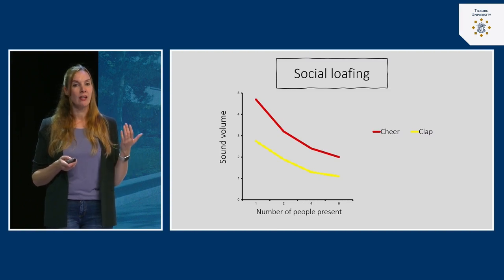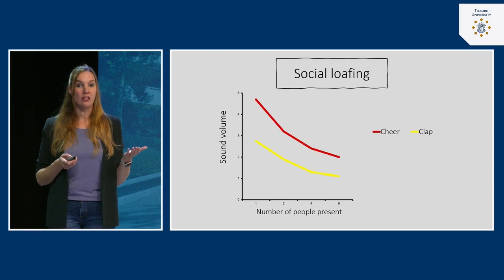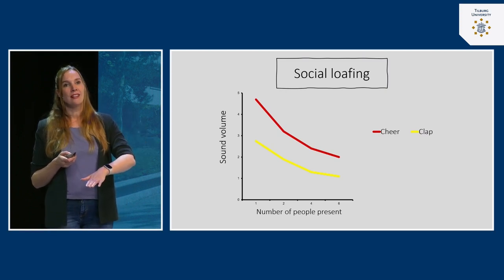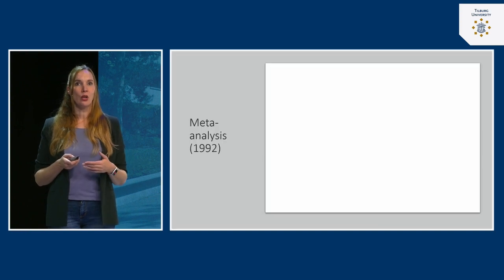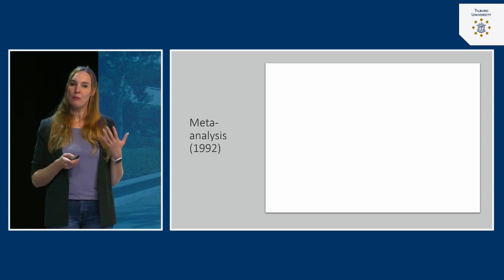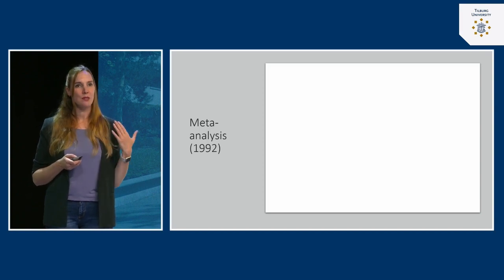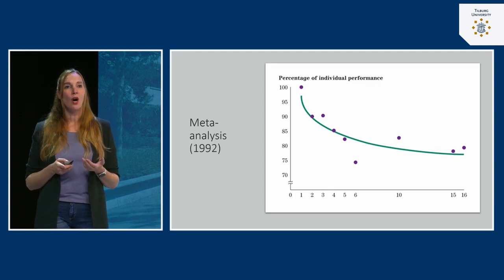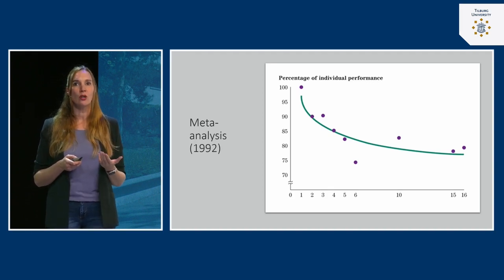So the moment that our efforts, basically, our motivation to perform goes down when other people are present, this is called social loafing. And this is also one of these social psychological phenomena that has been replicated over and over again. Here you see the results of a meta-analysis of different studies on social loafing.